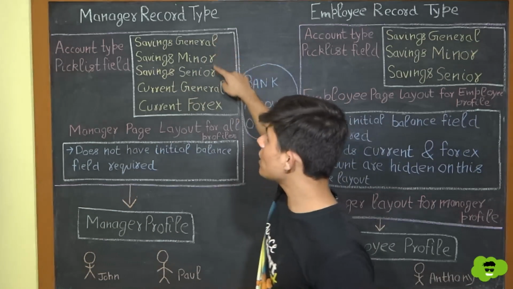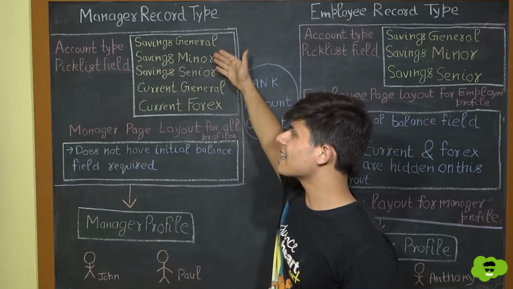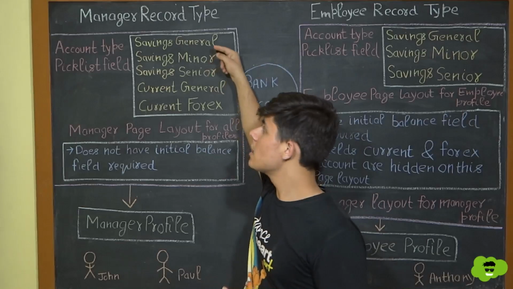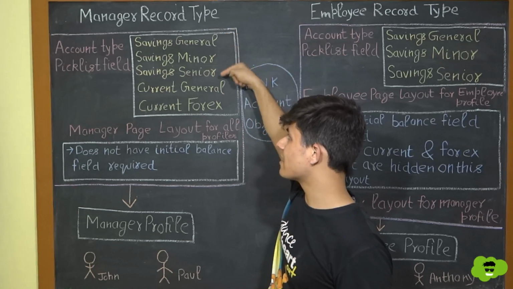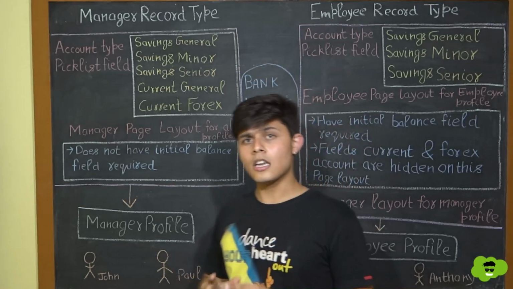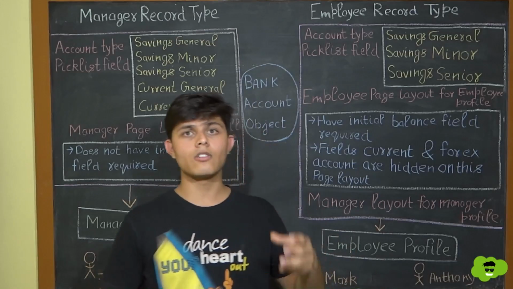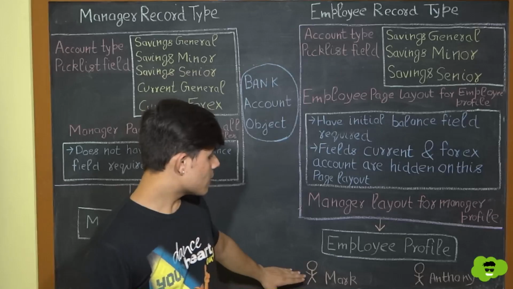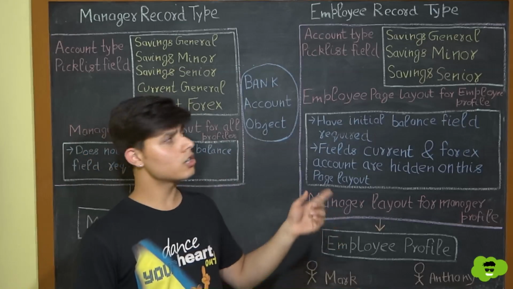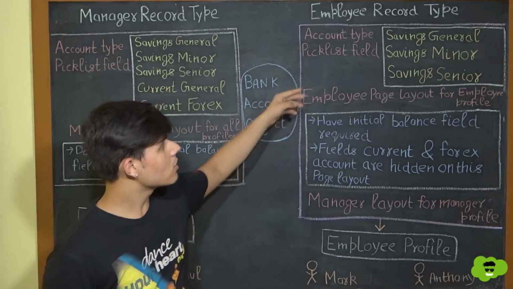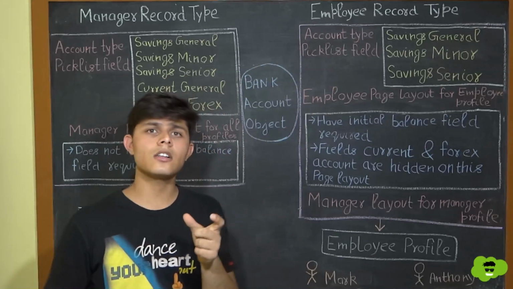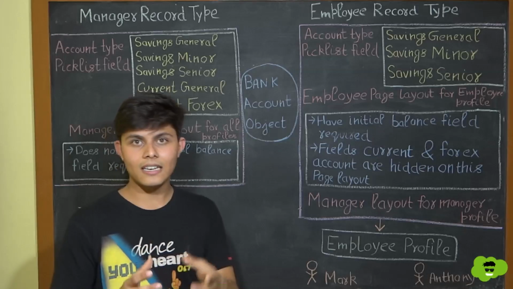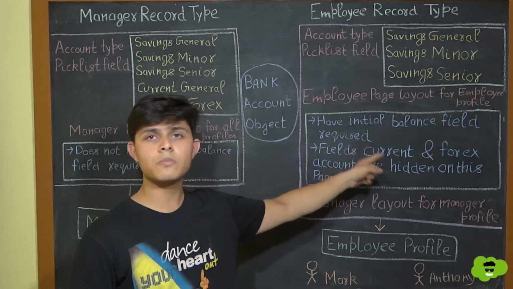Also, he can register any account type. He can make a bank account record of savings general, savings minor, savings seniors, current general and current forex. He can create a bank account record using any of these picklist values. Whereas whenever Mark creates a record using the employee record type, he'll only see these 3 values, and he will also be required to enter the initial fees because it is required on his page layout.